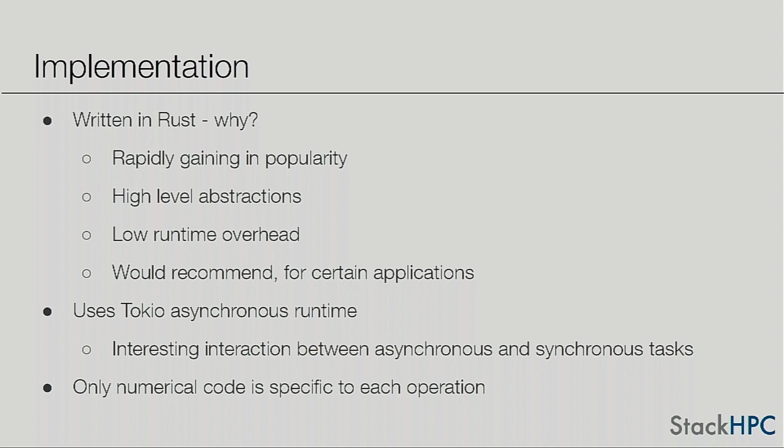We're using the Tokio asynchronous runtime, which does complicate things somewhat, but it does seem pretty performant. There's an interesting interplay when you have asynchronous tasks like the web server fetching data from S3, and then synchronous tasks like numerical calculation. How do those things work together? You don't want to block the scheduler for any period of time. And another nice thing is that a lot of the code is shared apart from the numerical code to perform each calculation.